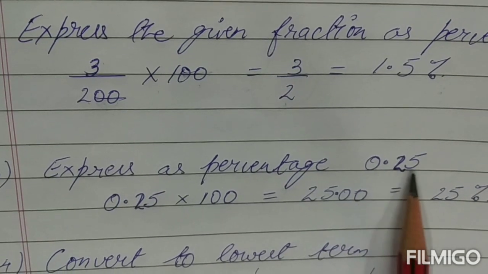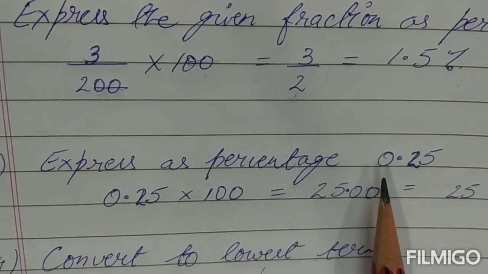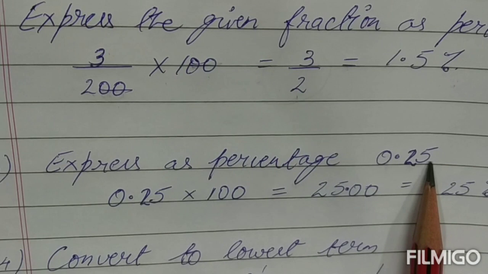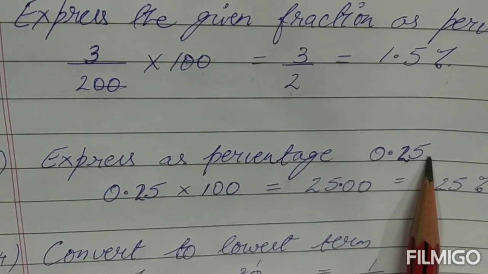0.25. This is a decimal number, children. How do you read a decimal number? 0.25. 25. We never say 0.25. That's wrong. 25.